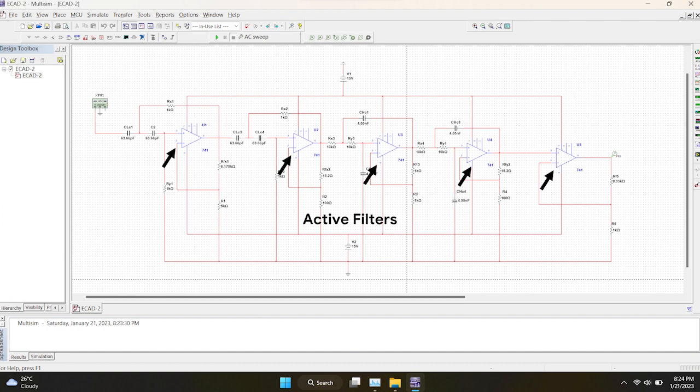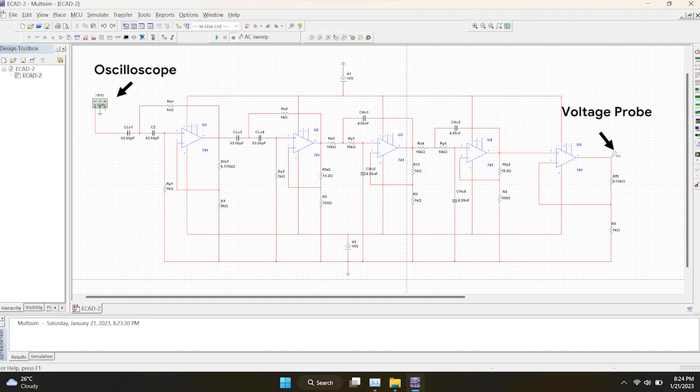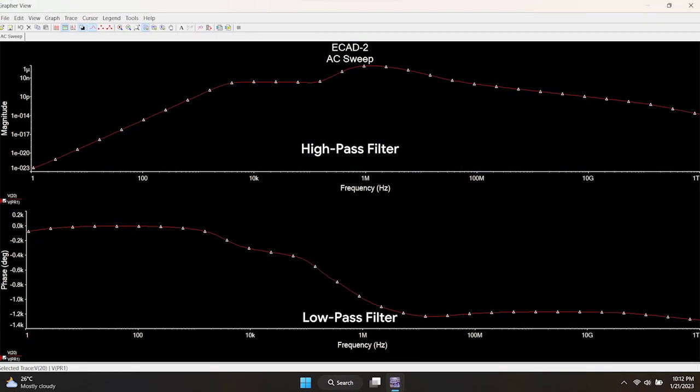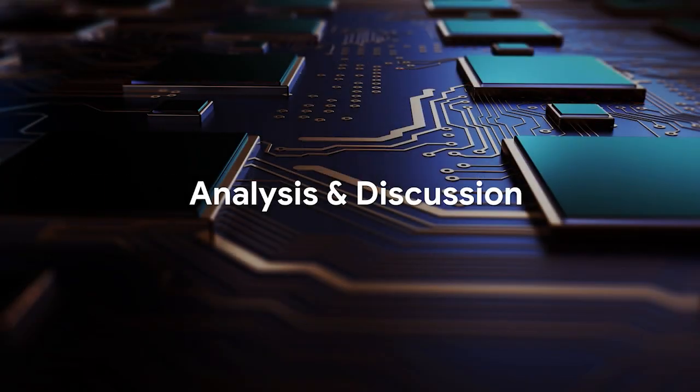After designing and completing the circuit, we simulate it by placing a voltage probe and an oscillator at the beginning and the end of the circuit. Once we click the simulate option, a new window pops up showing 2 different graphs, the high pass filter and the low pass filter graph. Those are the results we get, and now I'm going to discuss the analysis and discussion for our proposed circuit.